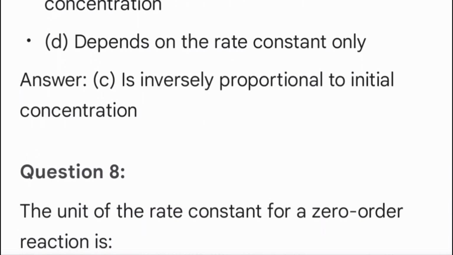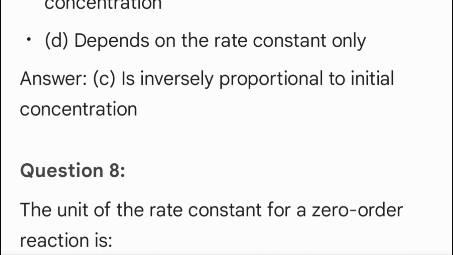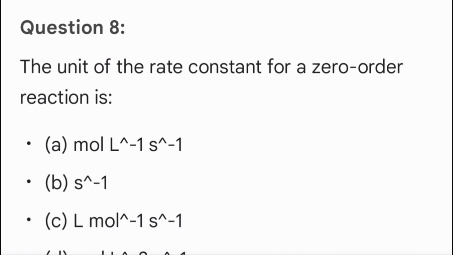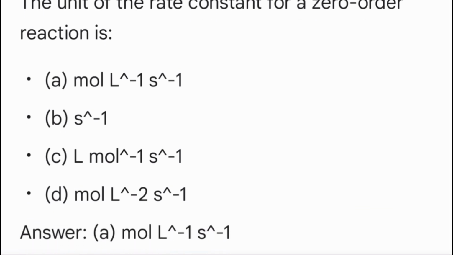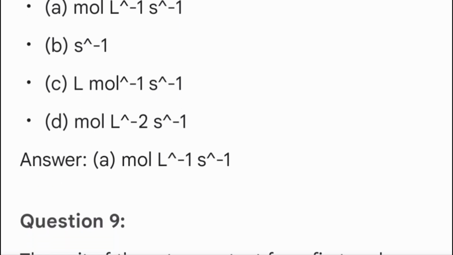Question 8. The unit of the rate constant for a zero-order reaction is A. mol L^-1 s^-1, B. s^-1, C. L mol^-1 s^-1, D. mol L^-2 s^-1. Answer, A. mol L^-1 s^-1.